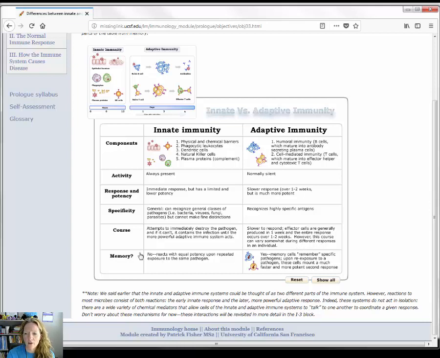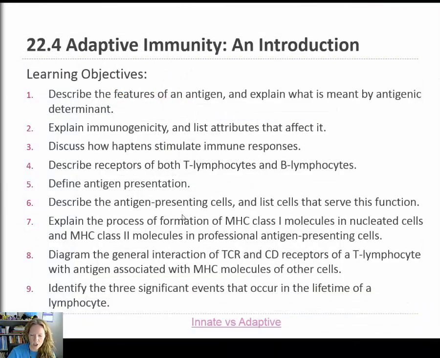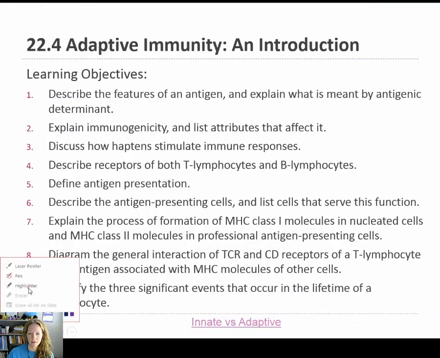As far as memory, I've mentioned this many times, there's no memory in the innate, but what we're going to have in the adaptive immune response is memory cells. They're going to remember these specific pathogens, so when we are exposed to it again, it is going to mount a much faster and much more potent second response. All right, so let's get back to our adaptive immunity here.